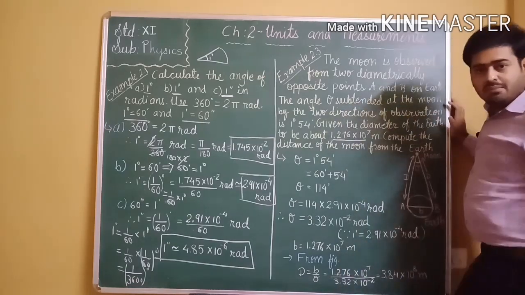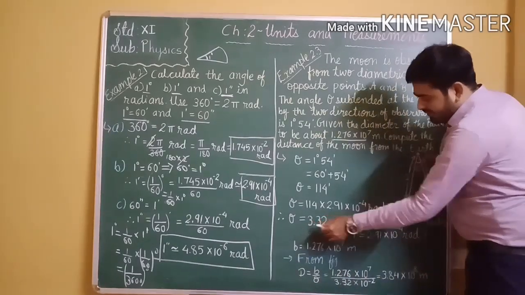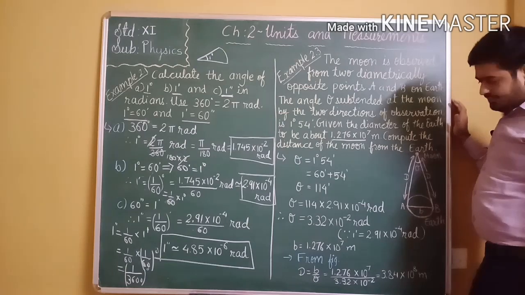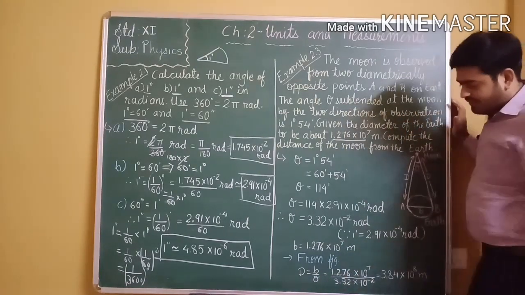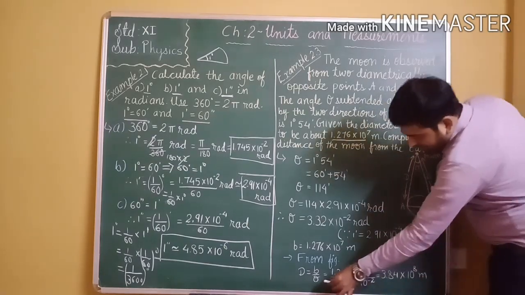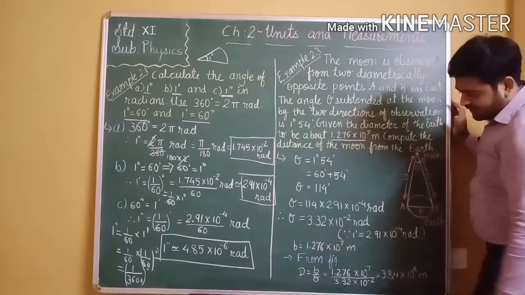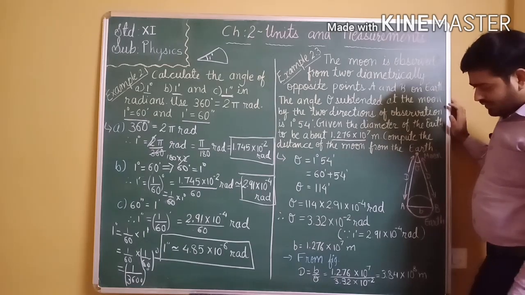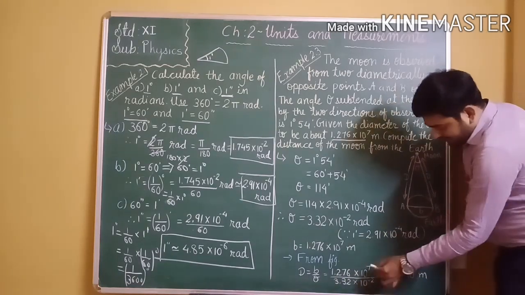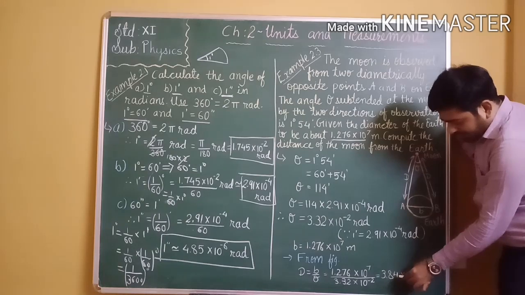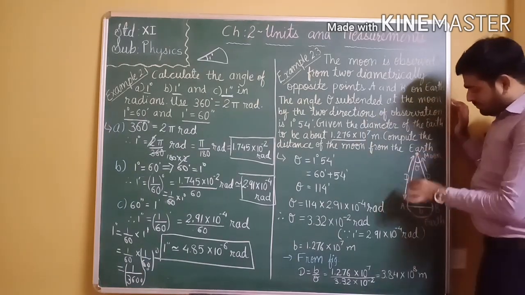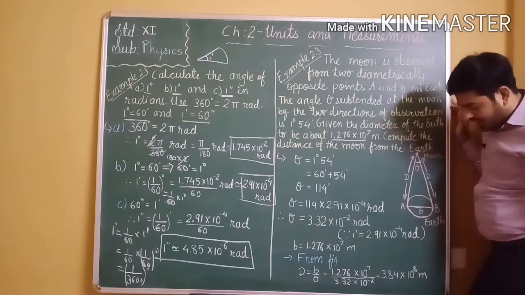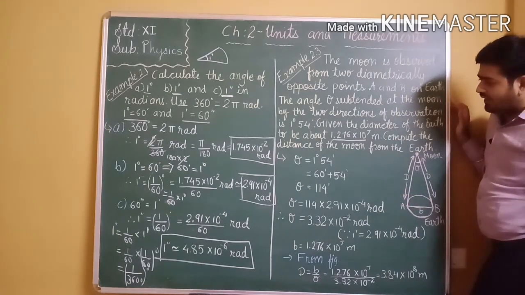B is available to us. Theta we have already obtained in radian. Substitute the value of B, that is 1.276 into 10⁷ meter, upon theta, that is 3.32 into 10⁻² radian. After solving this you will get 3.84 into 10⁸ meter. So the distance of the moon from the earth is 3.84 into 10⁸ meter. This is the answer.